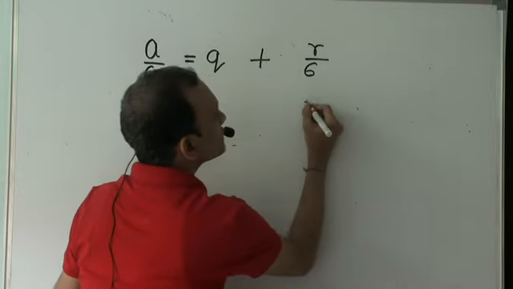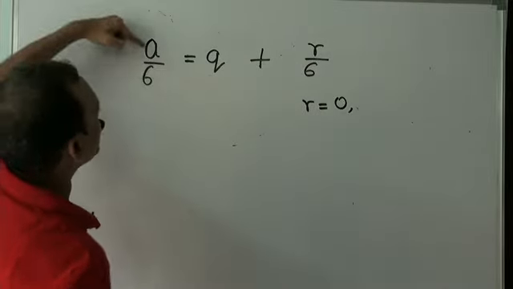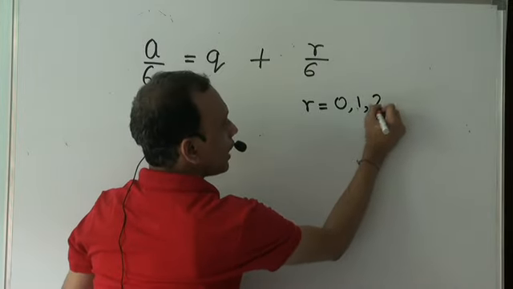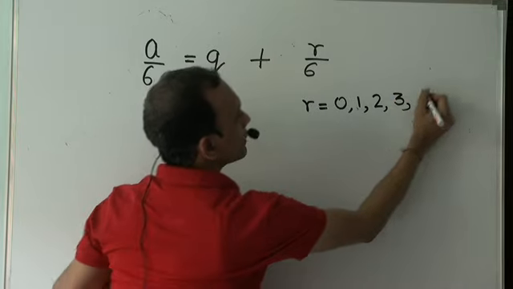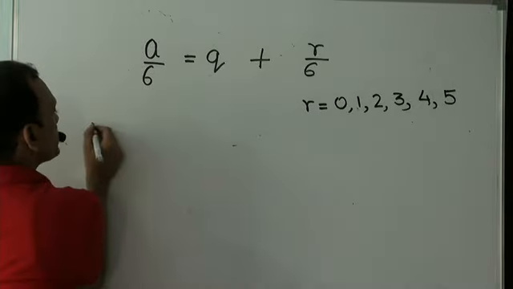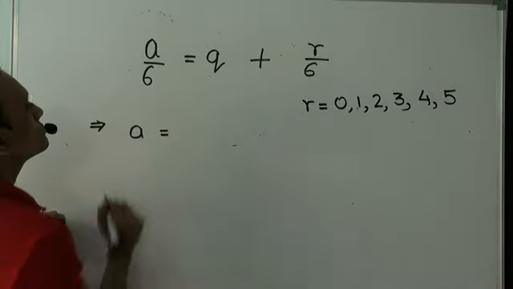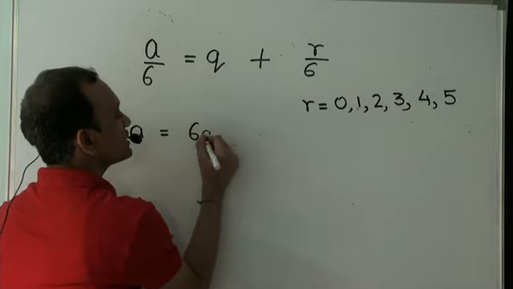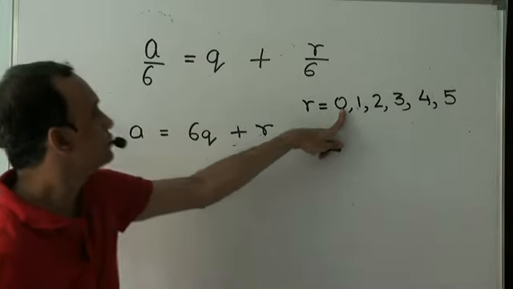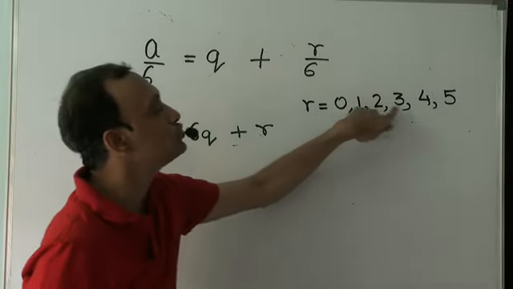So which means r in this case can assume values like 0. When r is 0, what happens? When r is 0, that means a is perfectly divisible by 6, right? r could be 1, r could be 2, r could be 3, r could be 4, r could be 5. Yes or no? So any integer a in the number system could be written in terms of 6 as 6q plus r. What are the permissible values of r? r is 0. If r is 0, a is perfectly divisible by 6. Otherwise, r is 1, 2, 3, 4 and 5.